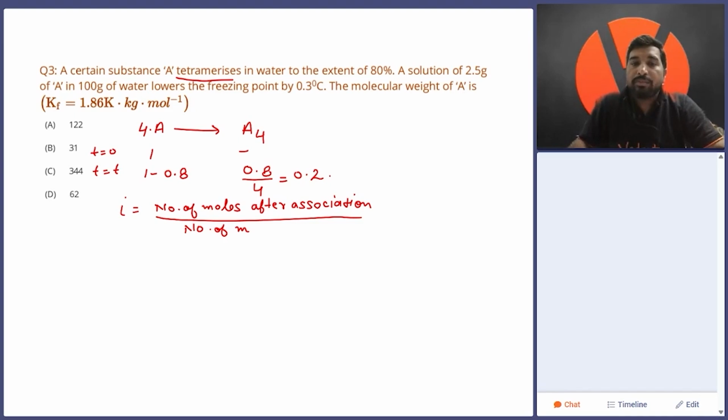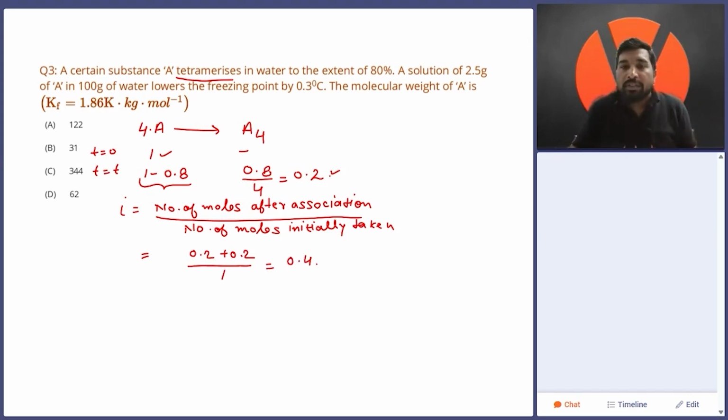So what is the number of moles after association? 1 minus 0.8 leaves 0.2, and how many moles are formed? Plus 0.2. How many moles initially taken? 1. So what is the value of i? That is 0.4.